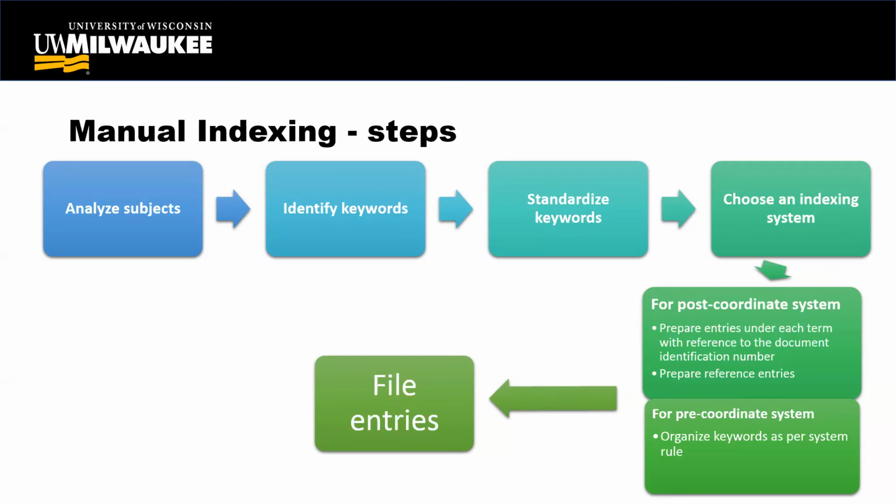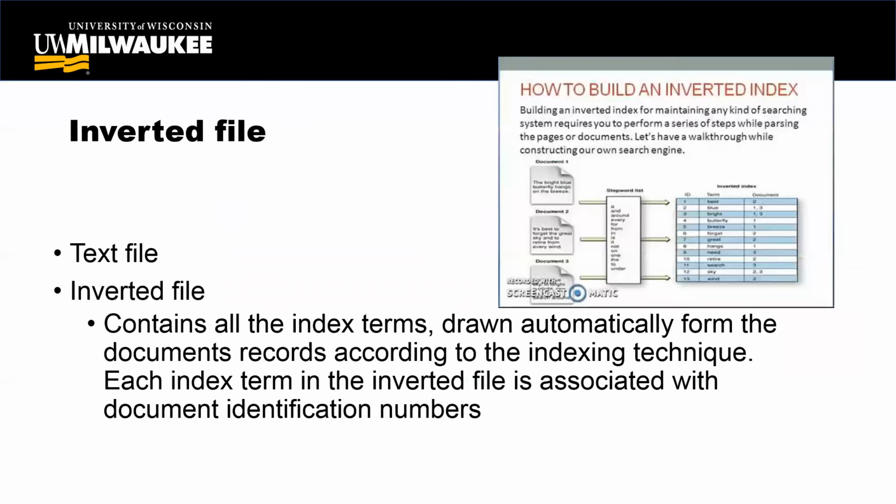And then when the user searches, they can combine terms together, like digital library, public library. If it's a pre-coordinated system, they have their own system rules. If you have a book, they predetermine how the index is going to be organized, how words will be organized, and then they put it in a file entry. That's manual indexing.